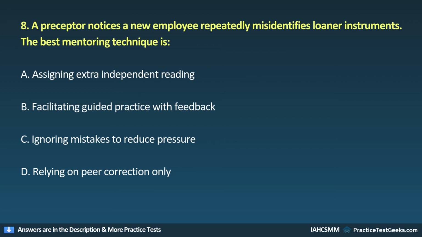8. A preceptor notices a new employee repeatedly misidentifies loaner instruments. The best mentoring technique is: A. Assigning extra independent reading. B. Facilitating guided practice with feedback. C. Ignoring mistakes to reduce pressure. D. Relying on peer correction only.